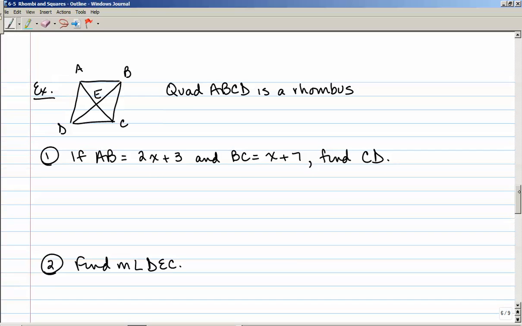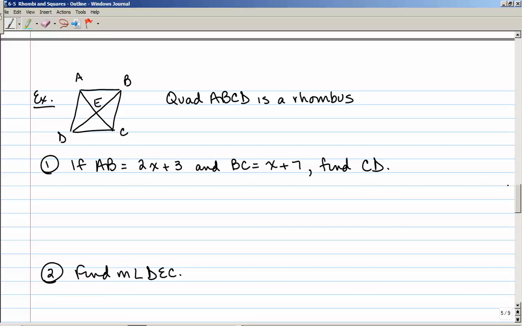So let's take a look at a couple examples here. Here we have quadrilateral ABCD, and we know that it is a rhombus. So number 1, if AB is equal to 2x plus 3 and BC is equal to x plus 7, we need to find the length of CD. Well, we know that in a rhombus, all of the sides are congruent to each other. So AB is congruent to BC, and it's also congruent to CD.